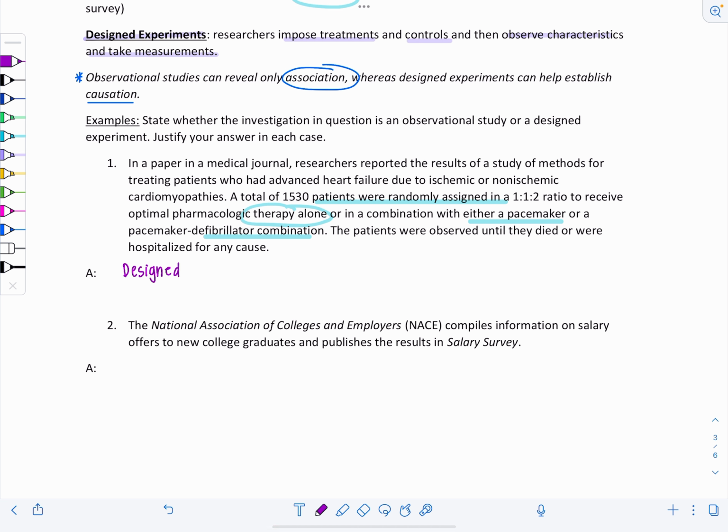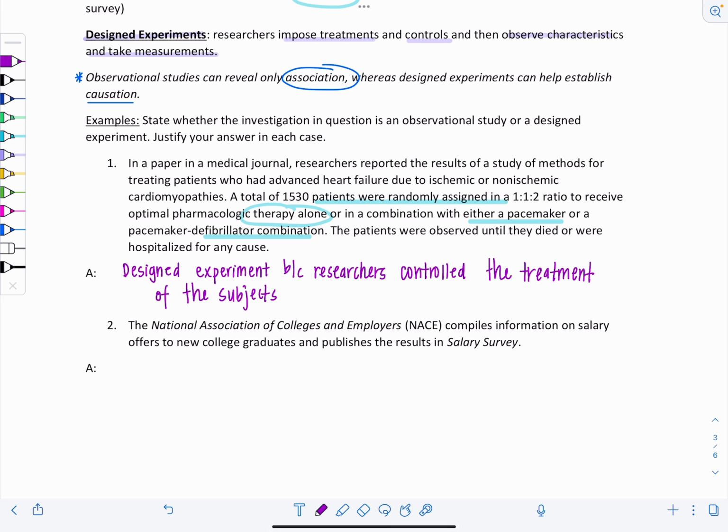It's not like the researchers just sat back and watched what was going on. They decided what sort of treatment happened. So designed experiment because I would say the researchers controlled the treatment of the subjects. Okay, that's totally different than for me to just ask patients, what sort of treatment are you receiving, right?